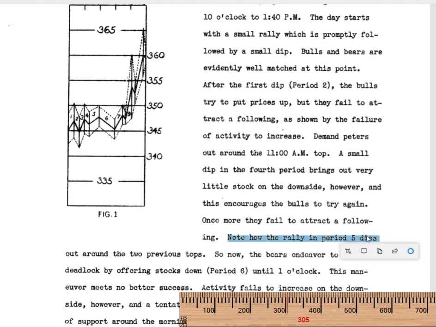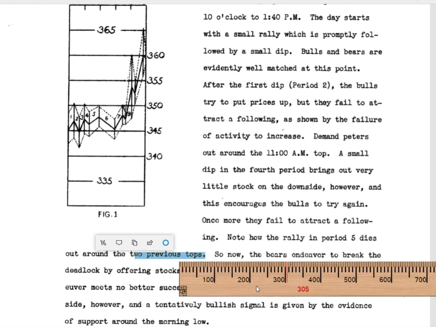Note how the rally in period 5 dies around the prior two tops, meaning it doesn't thrust and go right through them. It goes around the two tops, looks like it's kind of testing or slightly penetrating, but it's unable to really push right through. So this is their second attempt to break out and attract the following, but they're unable to do so like they did in period 3. Period 3 is similar to period 4 in that they both fail to attract the following and go further. So that's why they both just die out around resistance.